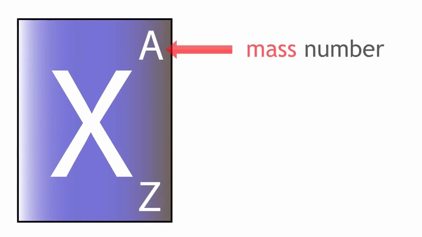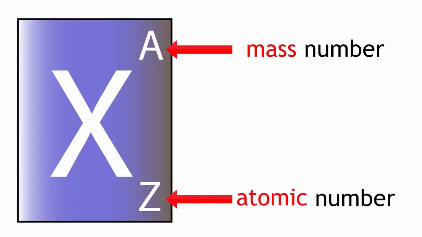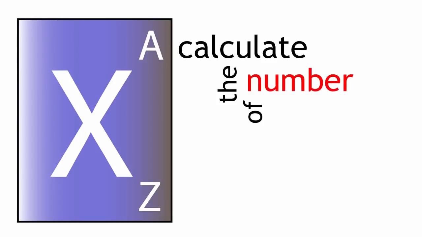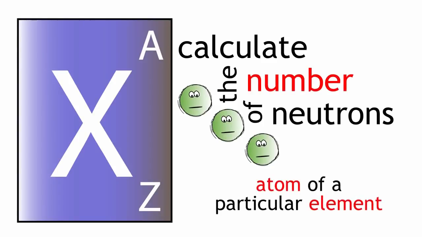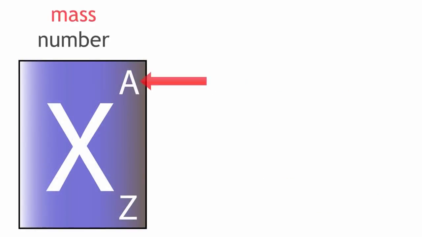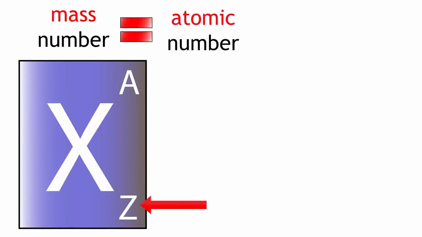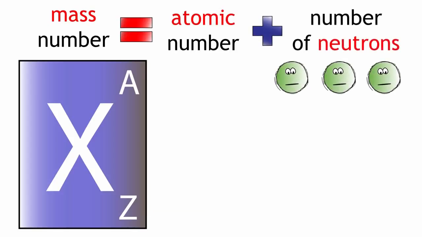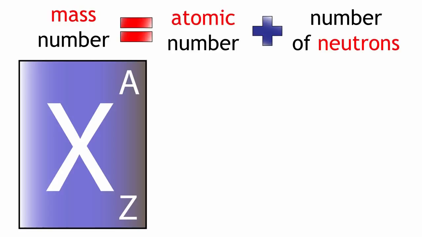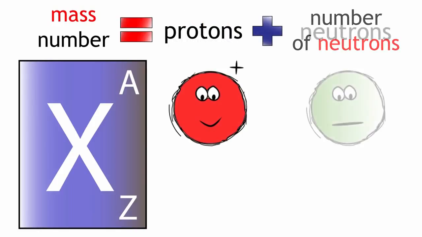So if we know the mass number of an element, and we know the atomic number, we can calculate the number of neutrons in an atom of a particular element. So the mass number equals the atomic number plus the number of neutrons. The atomic number is just the number of protons in an atom. Therefore, mass number equals protons plus neutrons.